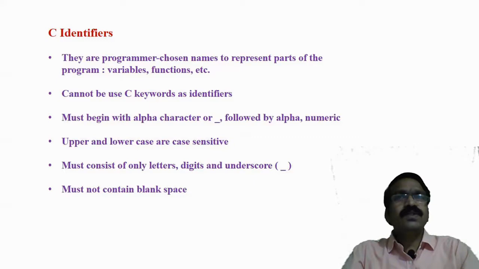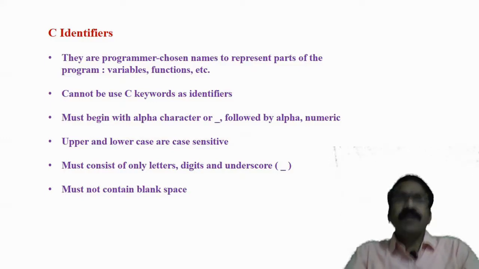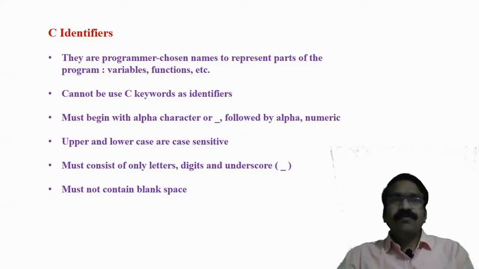It must contain only letters, digits, and only one special symbol, the underscore. Other than underscore, no other special symbols are allowed in identifiers, that is, in names of variables or names of functions. Also, blank space is not allowed. It must not contain blank space in the name of the variable or the name of the function.